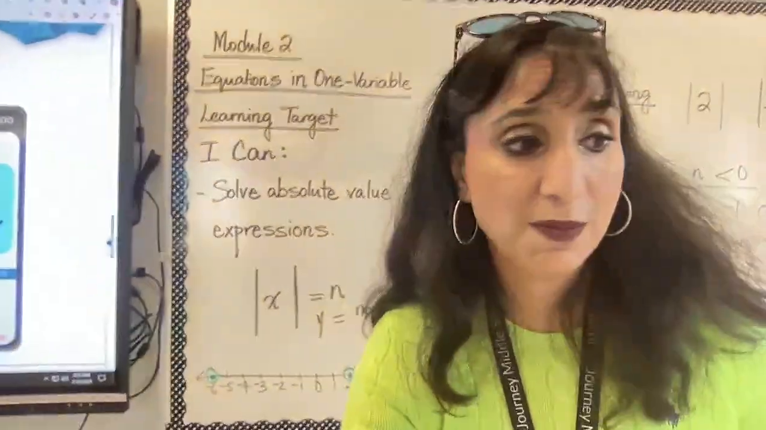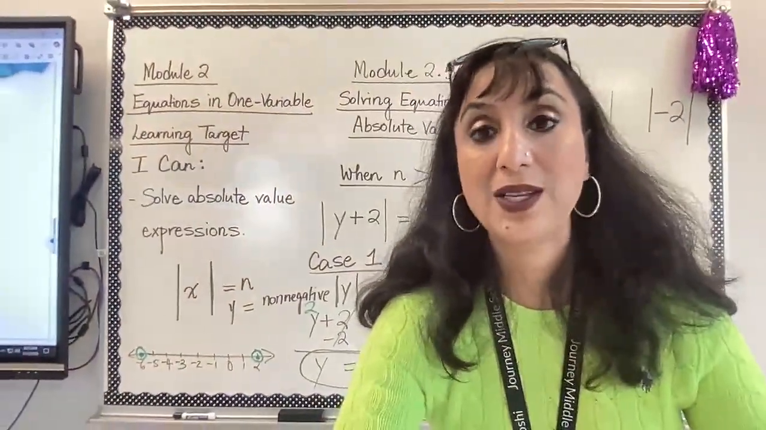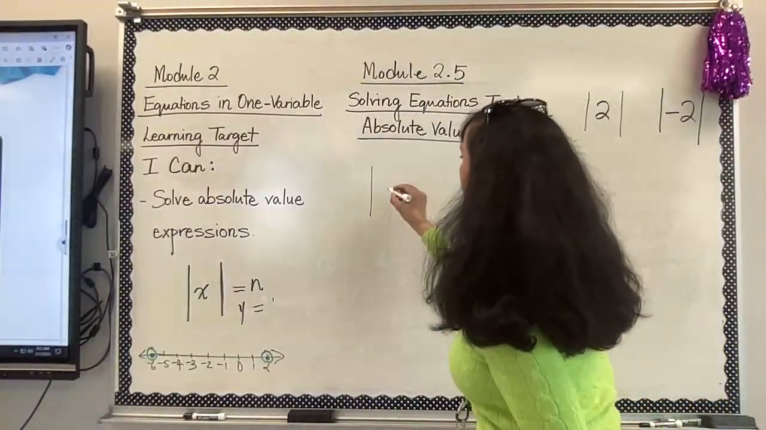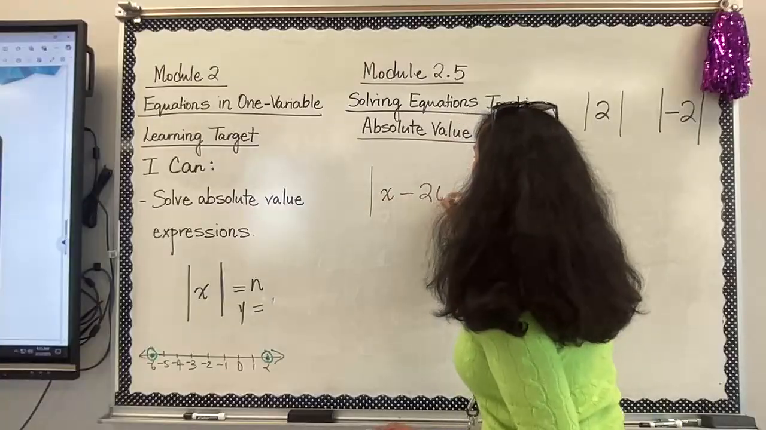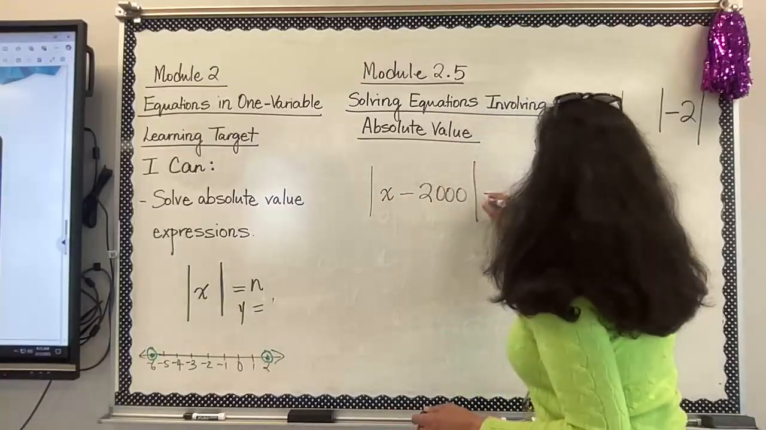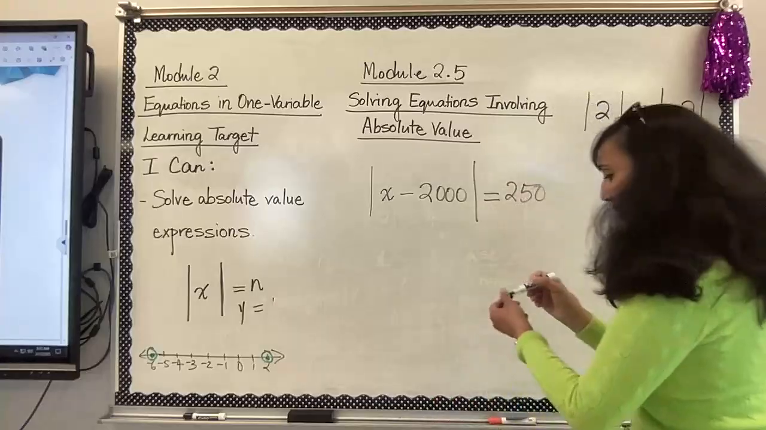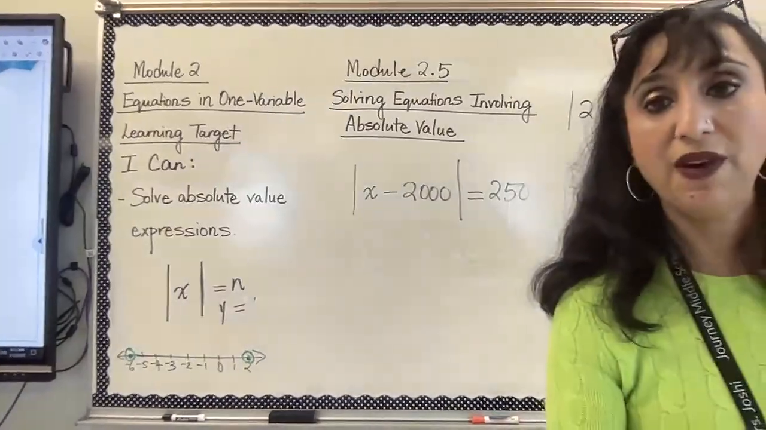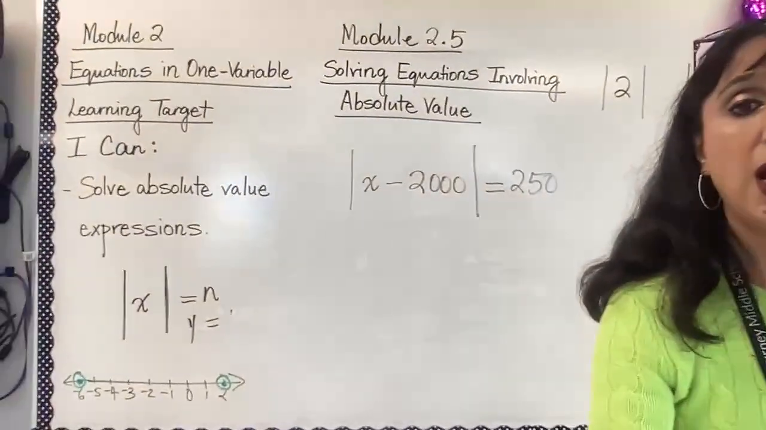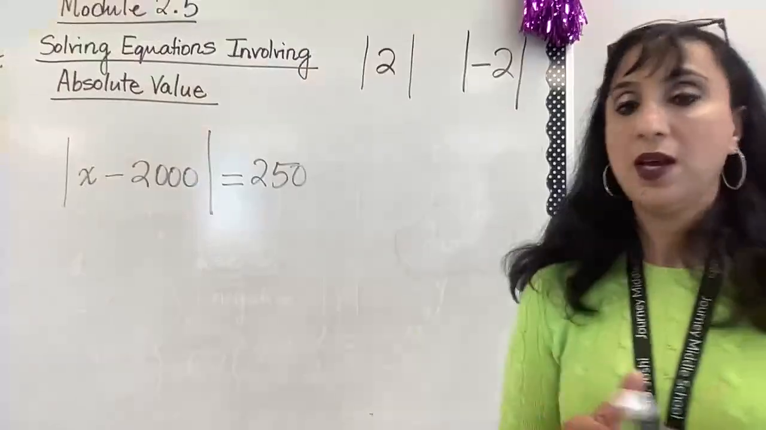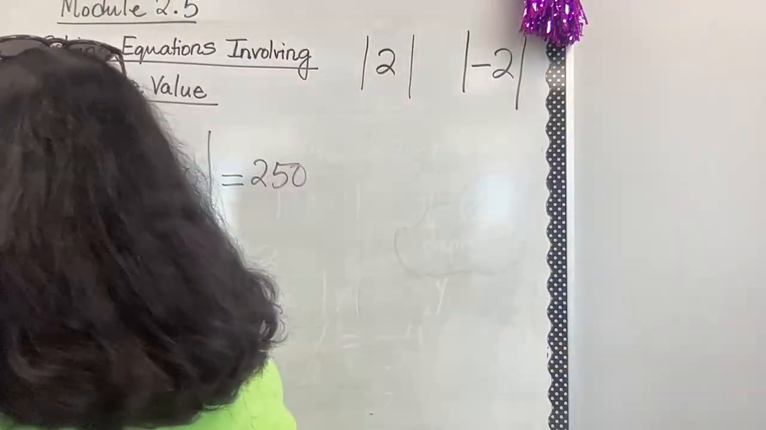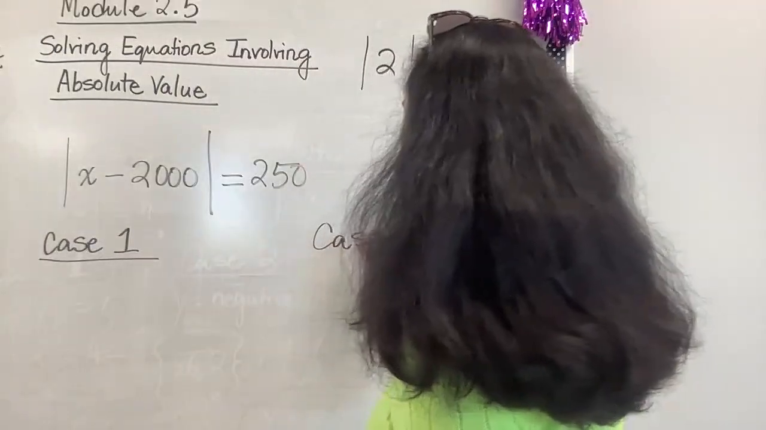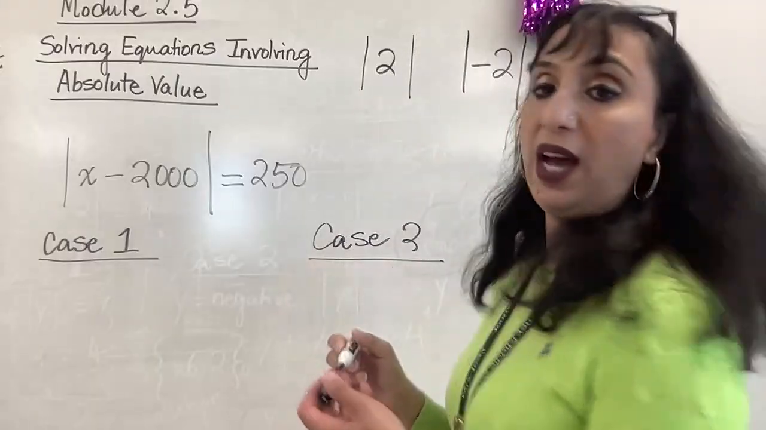And we just said the absolute value of X minus 2,000 is equal to 250, right? And this is what I just concluded based on that question that was provided to me. Okay, now I am going to do both the cases. So let me look at both the cases. So case 1 and we have case 2.